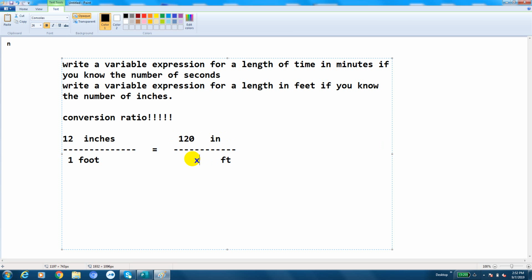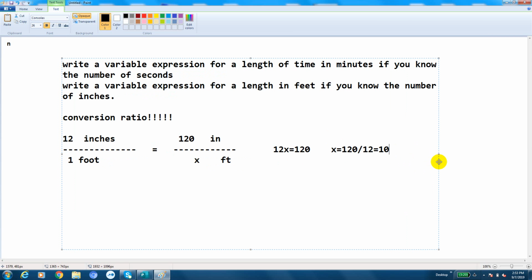So then you just make an x there. And then you cross multiply. This is an equation. So you cross multiply: 12x is equal to 120. You divide both sides by 12, and then you get x equals 120 divided by 12, or x is equal to 10. So the answer is 10 feet. You see how you do this?